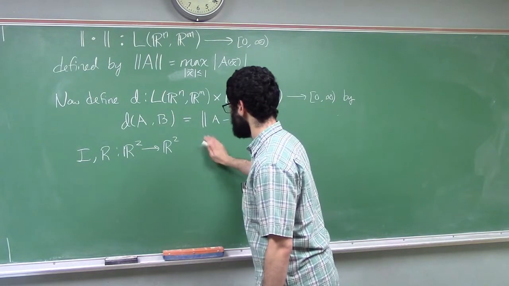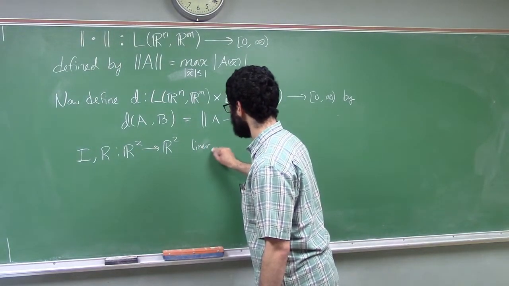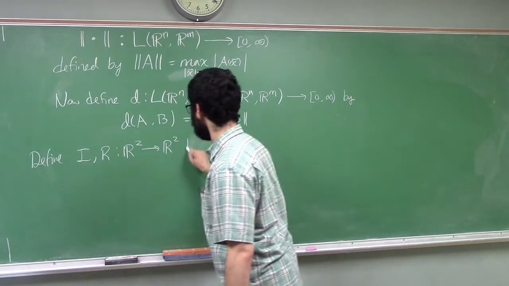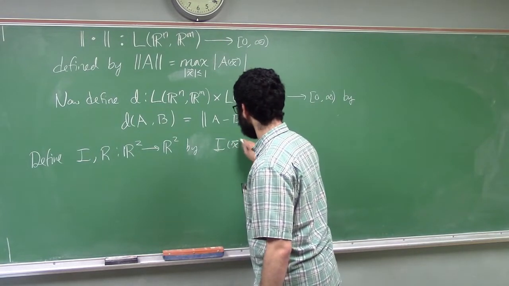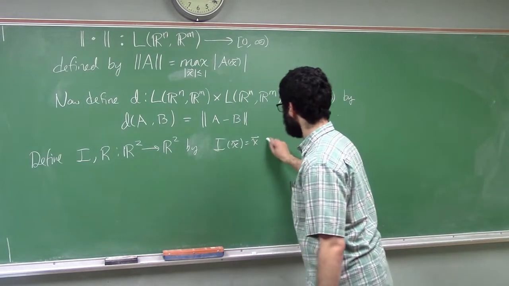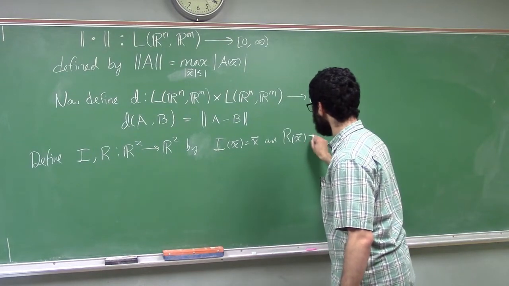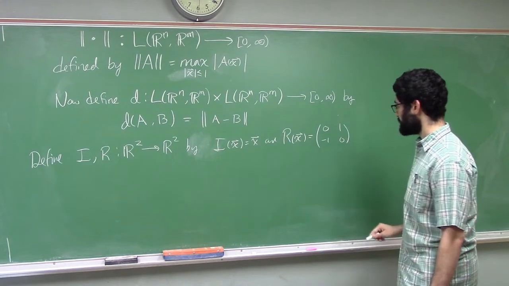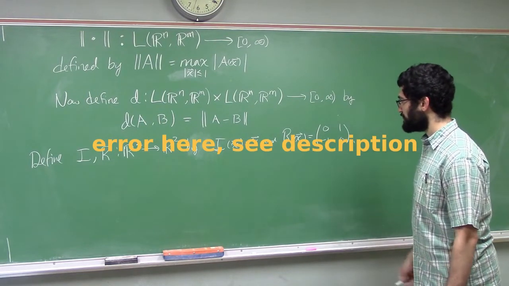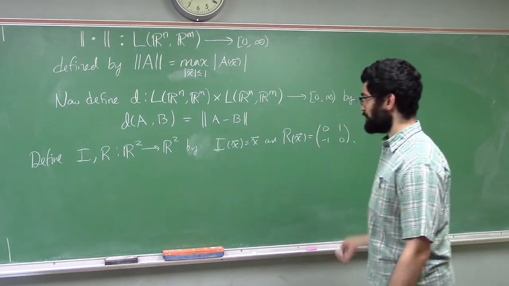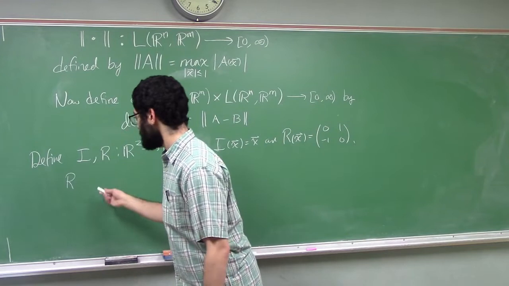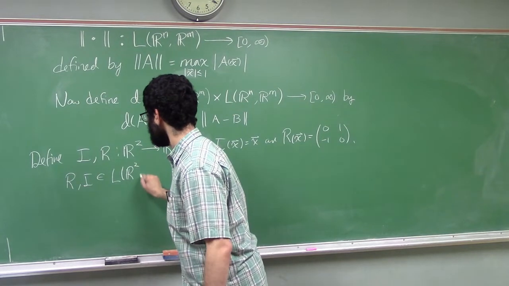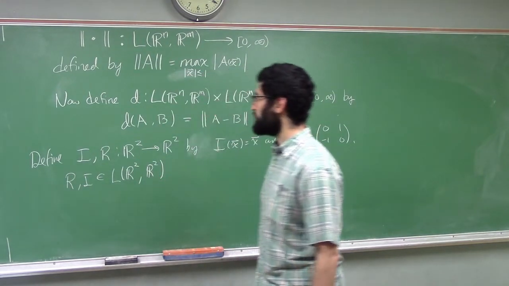So that means what I'm about to define. Yeah, so define these by Ix equals x, and Rx is going to operate by a rotation matrix. So maybe 0, 1, minus 1, 0. So this will be a 90-degree rotation in the plane. These are both linear maps, the identity and the rotation. So R and I are both elements of this metric space, the space of all linear maps from R2 to R2.